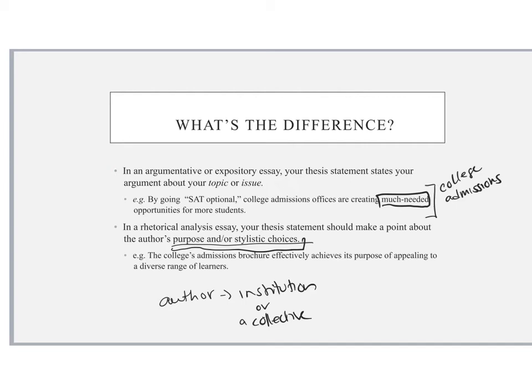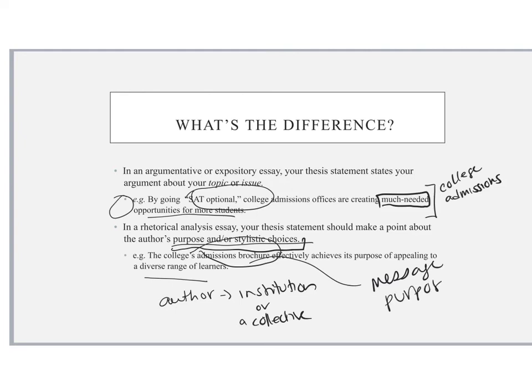So the example, keeping with this topic: the college's admissions brochure effectively achieves its purpose of appealing to a diverse range of learners, right? So we have some similar categories here, the opportunities for more students, the diverse range of learners, but here we're talking about the practice, right? SAT optional, versus here where we're talking about the message or the purpose of a particular document, in this case, the admissions brochure.